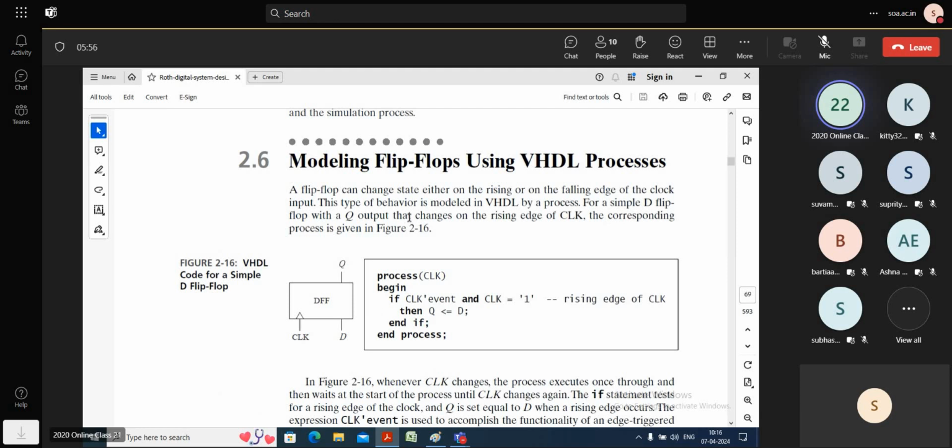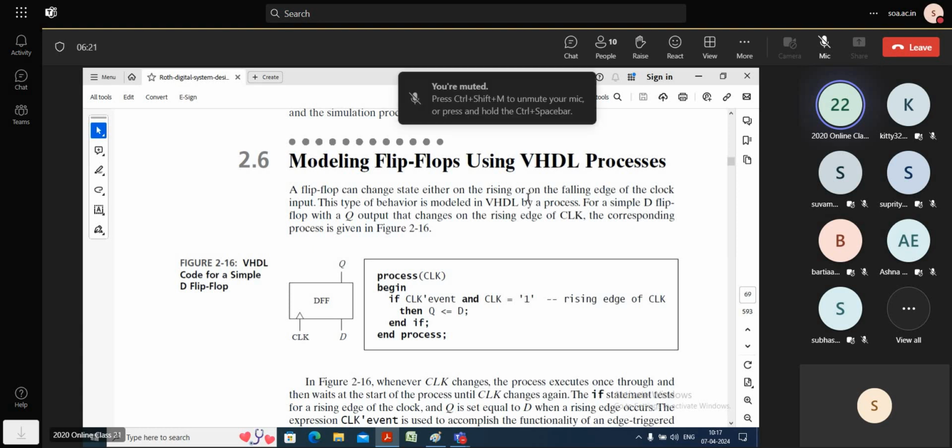Next we'll see modeling flip-flops using VHDL process. Flip-flop, as we have already studied in digital logic design, can change state either on the rising or the falling edge of the clock input. If there is a rising or falling edge of the clock input, let's say the clock input goes from 0 to 1, or from 1 to 0, the flip-flop state can change. This type of behavior can be modeled in VHDL by a process.